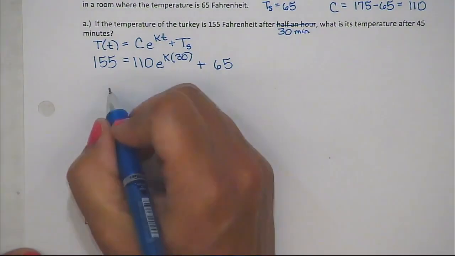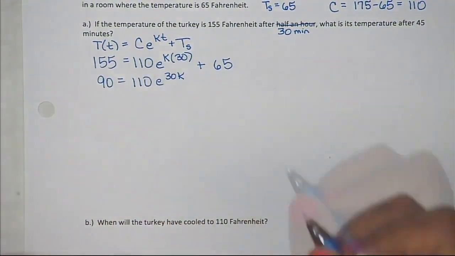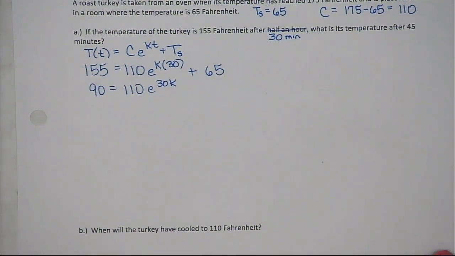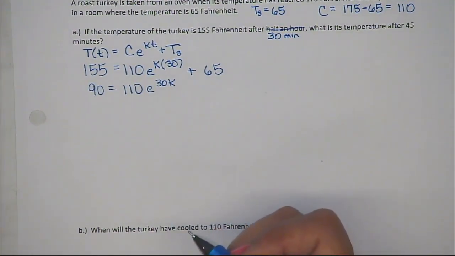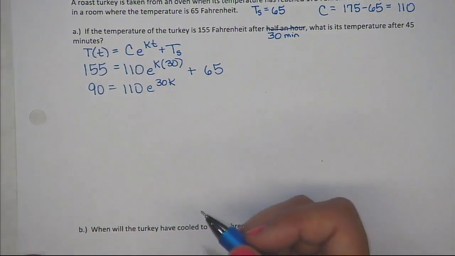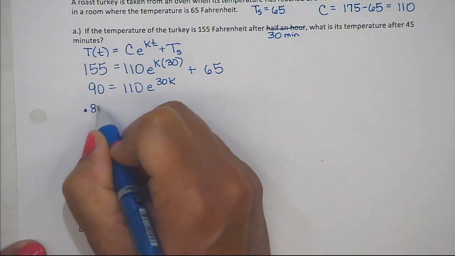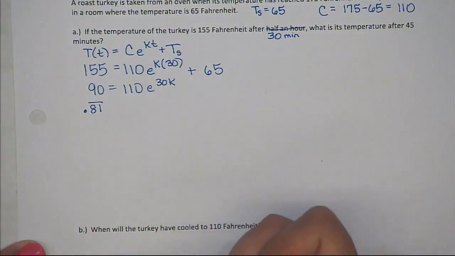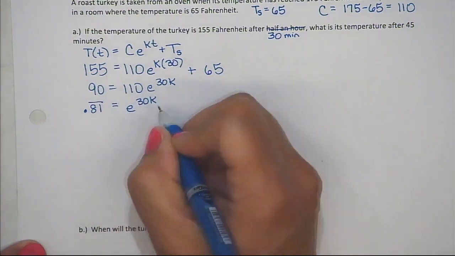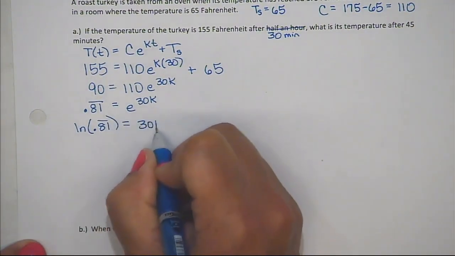So 155 minus 65 is 90. And now it looks pretty much like it did. So now we're going to divide both sides by 110, write it as a natural log, and find your value for K. Okay? So divide by 110. So, 0.81 repeater. Okay. And that's e to the 30k. So we're going to do the natural log of 0.818181 and then divide it by 30.